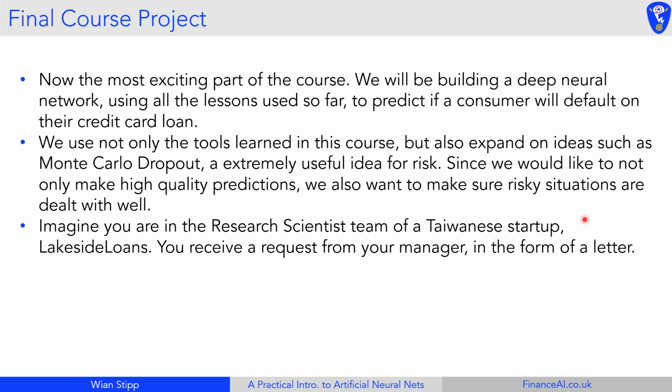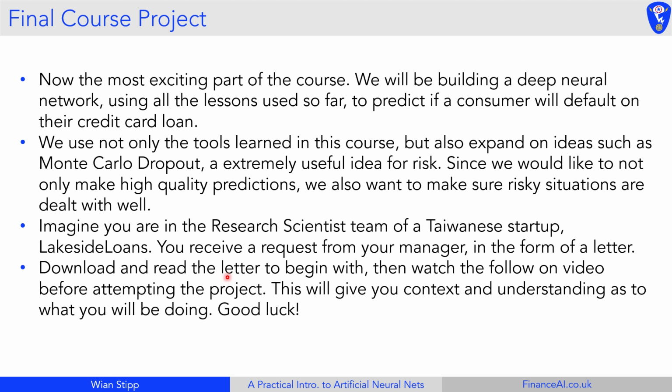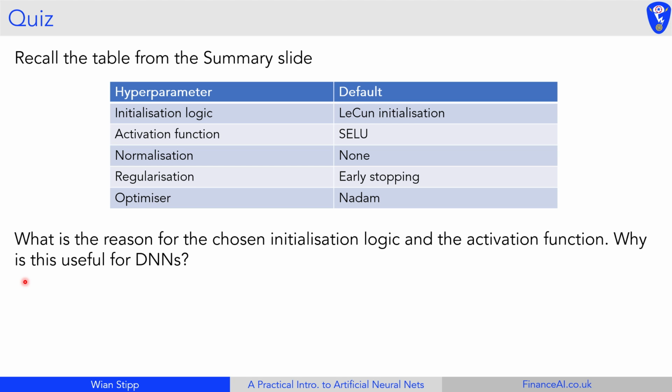So imagine you're a research scientist at a Taiwanese startup called Lakeside Loans. You receive a request from your manager in the form of a letter. So please download and read the letter to begin with, and then watch the follow-up video, which will explain your task in a bit more depth and go through the workbook. This will give you some context and understanding as to what you'll be doing. Good luck. But before, let's just complete the quiz.